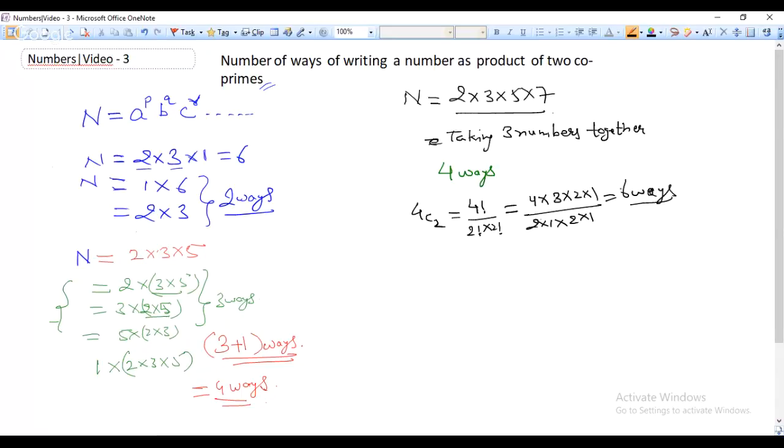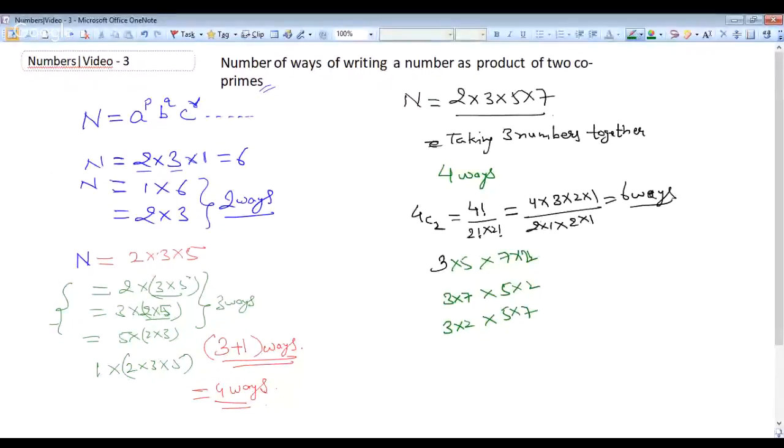If we take 6 ways of choosing two numbers, another two numbers would be chosen automatically. And if we write it as the numbers, we will see that, I will take the green color here, 3 into 5 into 7 into 2, and 5 into 2 into 3 into 7, and 3 into 2 into 5 into 7. So that is a way of representation.